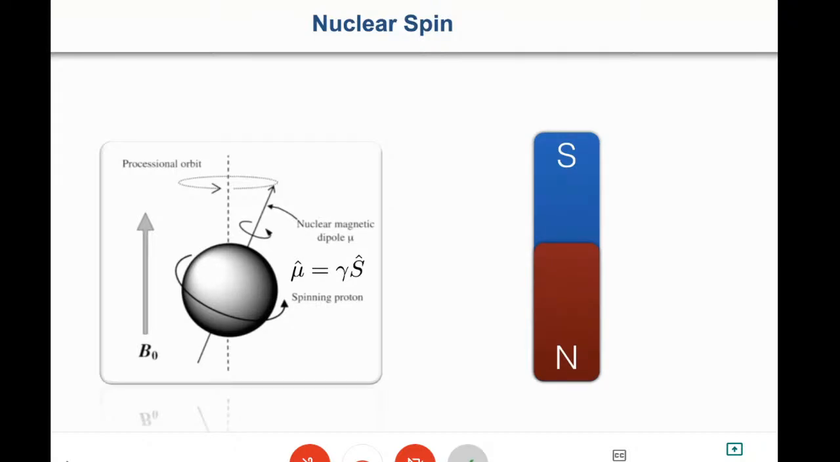That is why the proton, meaning the nucleus of the hydrogen atom, has spin quantum number half, because it has only a single proton. Nitrogen 14 has spin one, because there are two unpaired nucleons.